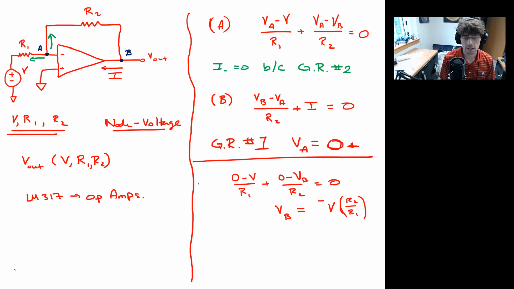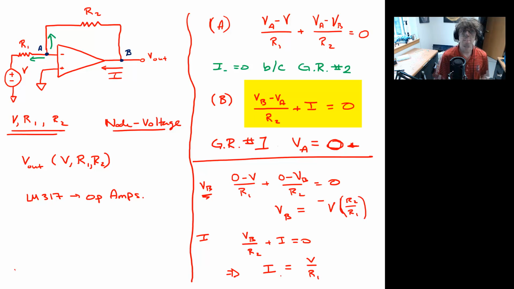Well, how about the current? This is finding VB. How about the current, I? Well, let's get an idea there. The second one would be very helpful here. We get VB over R2 plus I equals 0. And so we find that the current flowing into the output channel of the op amp is simply equal to, well, we put VB to the other side, but then VB is negative. So we get V over R1. It should make some sense.